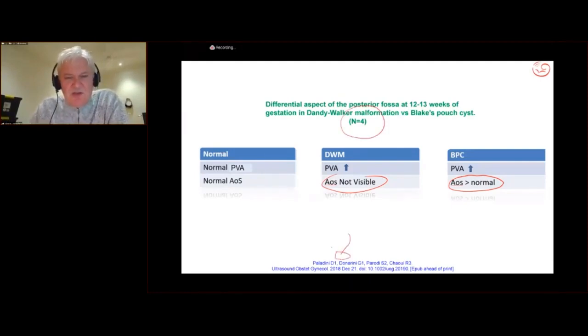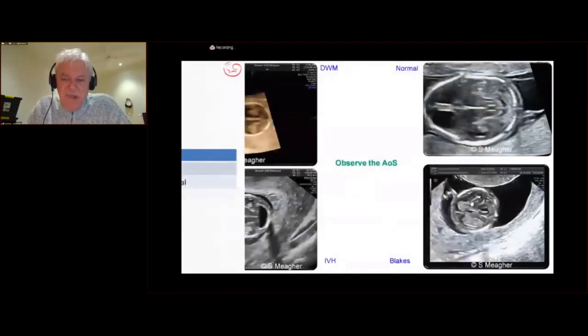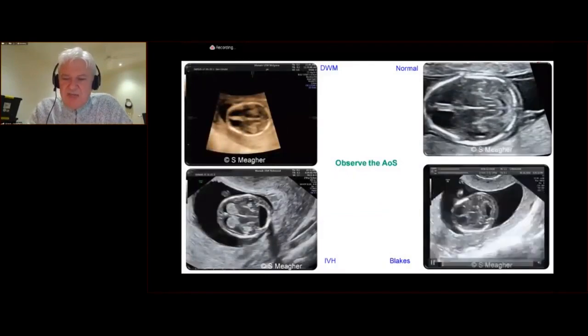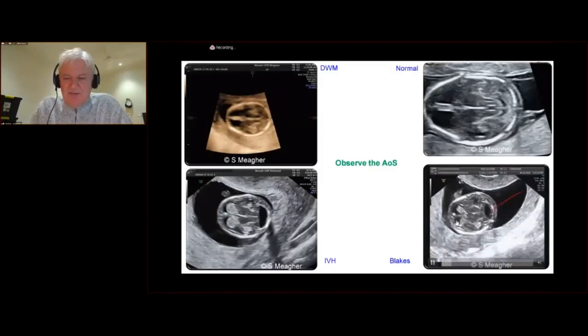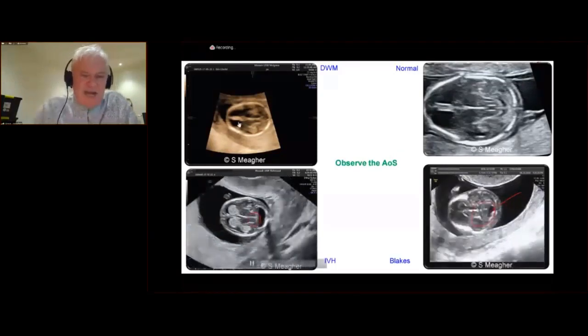But I do share with you that our experience is no different from what was published by both Rabi and Dario. In this fetus, which was the first case of the Blake's pouch, you will see that the aqueduct is quite striking, as opposed to this case in the bottom left-hand corner, where you will see that the aqueduct of Sylvius is absent when I play the clip. And similarly, in the top left-hand corner, which had a dilated fourth ventricle, the aqueduct of Sylvius was absent.